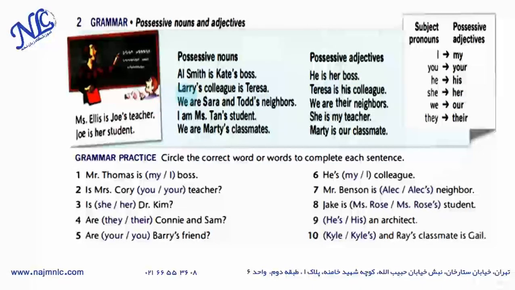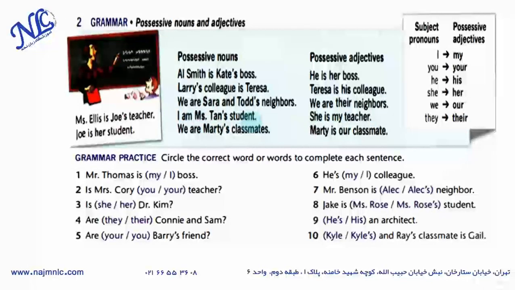Next one. Larry's colleague is Teresa. So we can say Teresa is his colleague. Or Teresa is Larry's colleague. Look, Larry is the name of a man. So for a man, the possessive adjective is his. We are Sarah and Todd's neighbors. Instead of Sarah and Todd, can I use their? Yes, we are their neighbors.